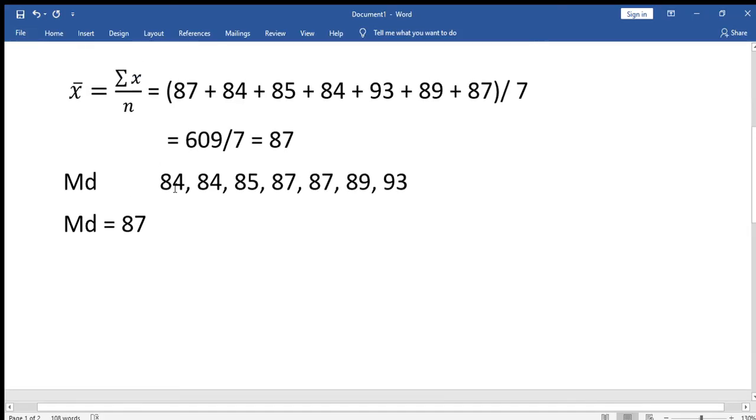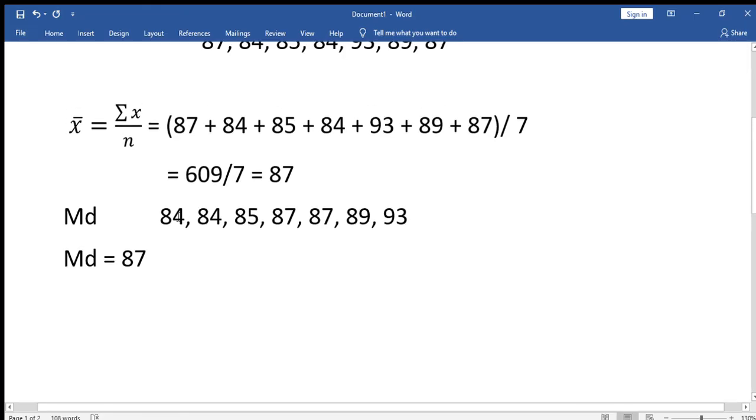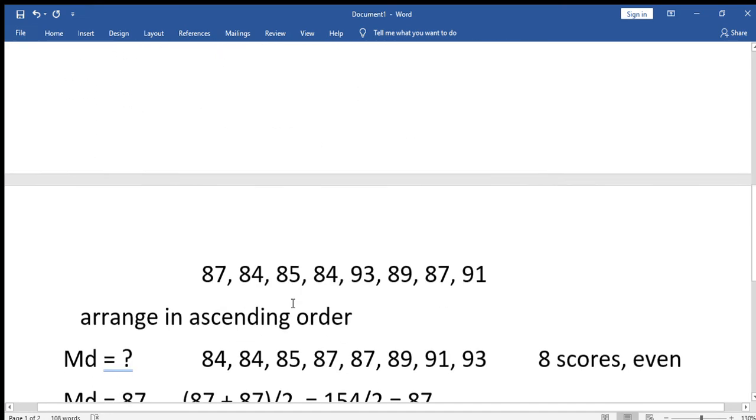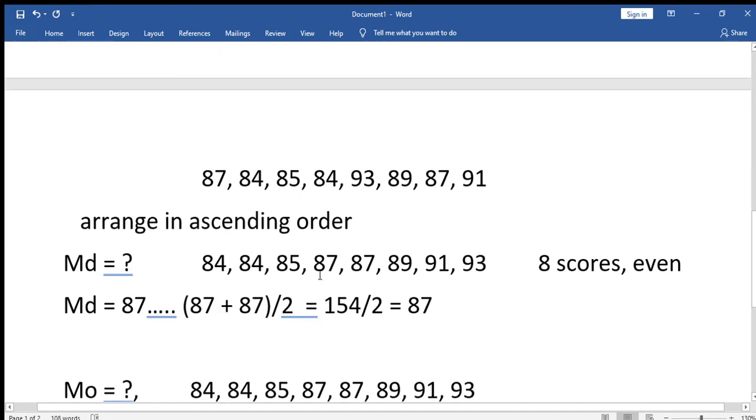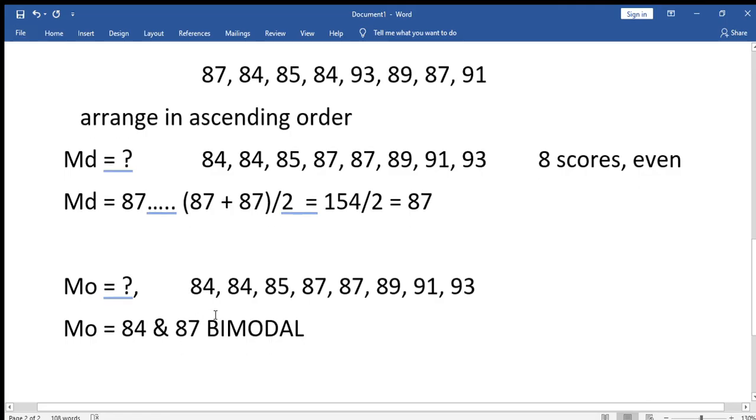First, arrange your scores from lowest to highest. Then you consider if the total number of scores in the data set is an odd number. If it is odd, just find the middlemost score. If it is even, you have to find your 2 middlemost scores, then get the average. For mode, you are simply going to determine which among the different scores occurred the most.